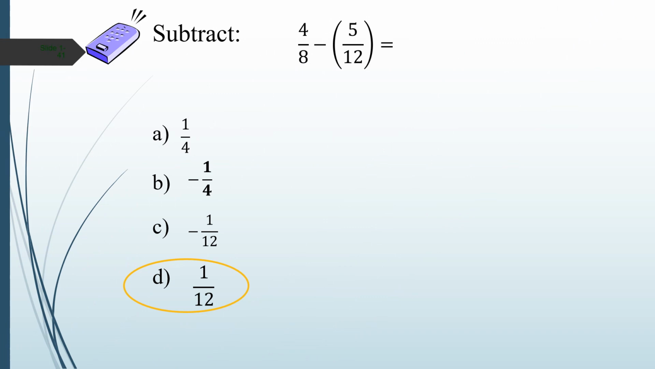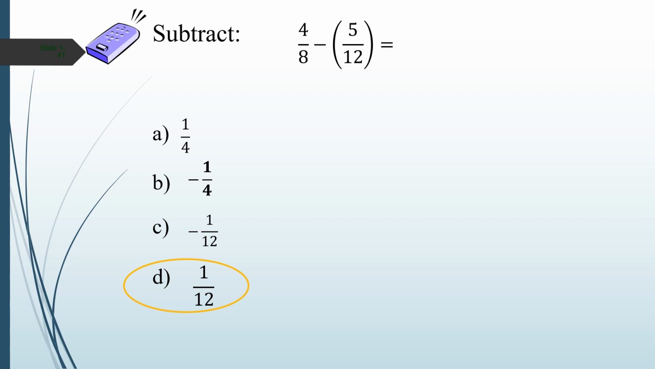Why? The LCD is 24. 24 divided by 8 is 3, times 4, 12. 24 divided by 12 is 2, times 5, 10. So, yes, we have 10, right? Sabi ko kanina 10. Sige, ulitin natin. 24 divided by 8 ay 3 times 4, 12. Tama. Then, 24 divided by 12 ay 2 times 5 ay 10.